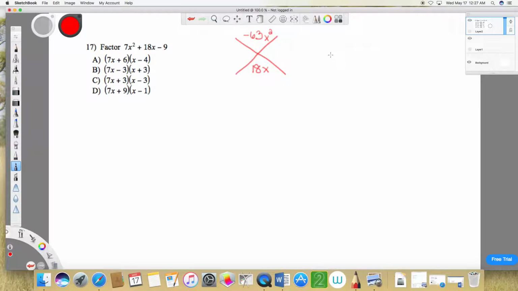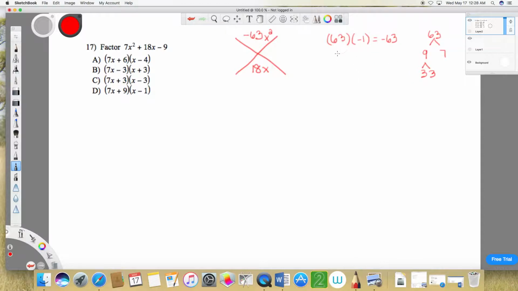So we're looking for two numbers that when multiplied together give us negative 63x squared, but when added give us 18x. So let's come over here and look for possibilities. I oftentimes will take the number and make a factor tree so I can see all the different ways that I can multiply this together to get 63.